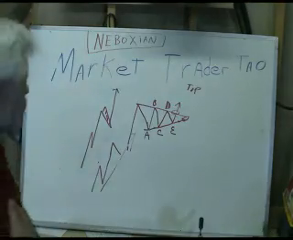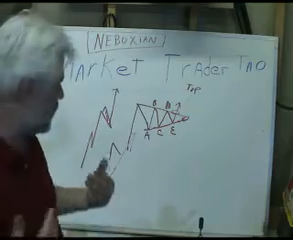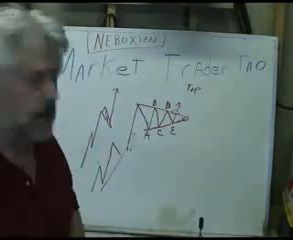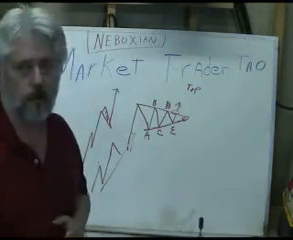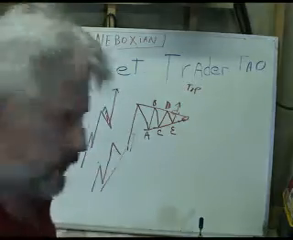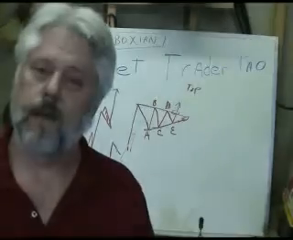Typically, continuation triangles happen in your uptrends and also your downtrends, but they look different. In our next series, we'll talk about the different kinds of triangles that are there. But for now, that's a triangle.